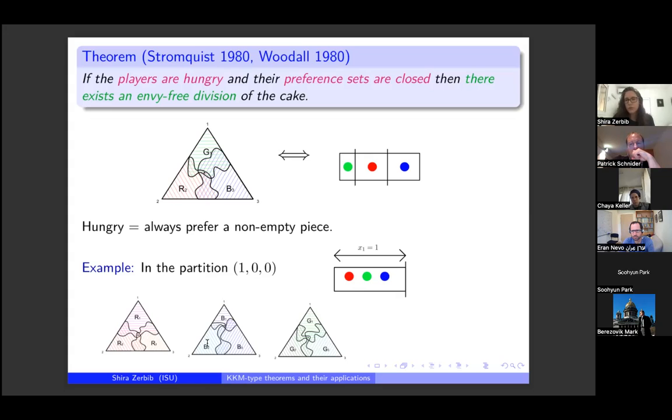And this is true for any face sigma that you take. So the hungry player condition is exactly the covering condition, and the closed preferences condition is exactly the fact that these Ri, Bi, and Gi are closed. So these are the conditions of the colorful KKM theorem, and therefore by the colorful KKM theorem, such a point exists, which is exactly an envy-free division. Okay?